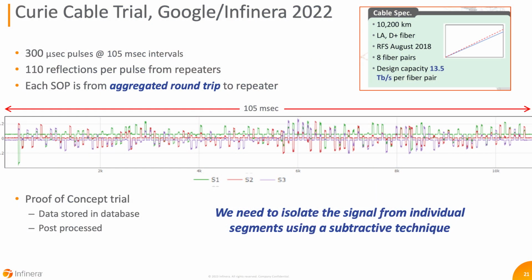This is a trial we did with Google on the Curie cable. Curie cable is 10,200 kilometers, i.e. 105 milliseconds. And as you can see here, this is the 3 Stokes parameters of the signal. So it is a form of a COTDR function that we use. And we can see every repeater, and the effect, every span that it's having on the signal.